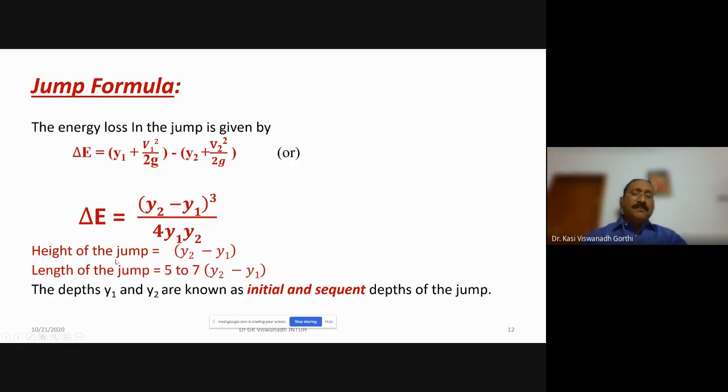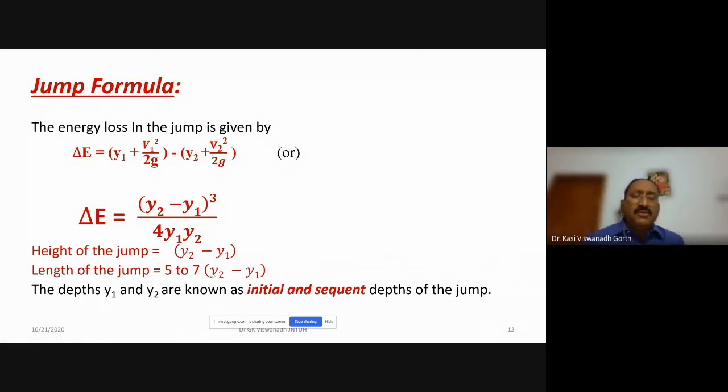The height of the hydraulic jump would be the difference between the two depths of flows, Y2 and Y1. Similarly, the length through which the hydraulic jump extends would be approximately 5 to 7 times the difference in the depths, or on an average 6 times, sometimes 5 times the difference in the depths of flows will be taken.